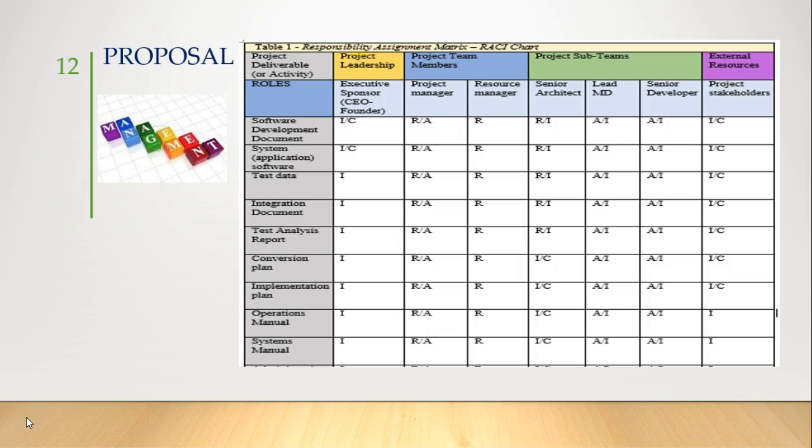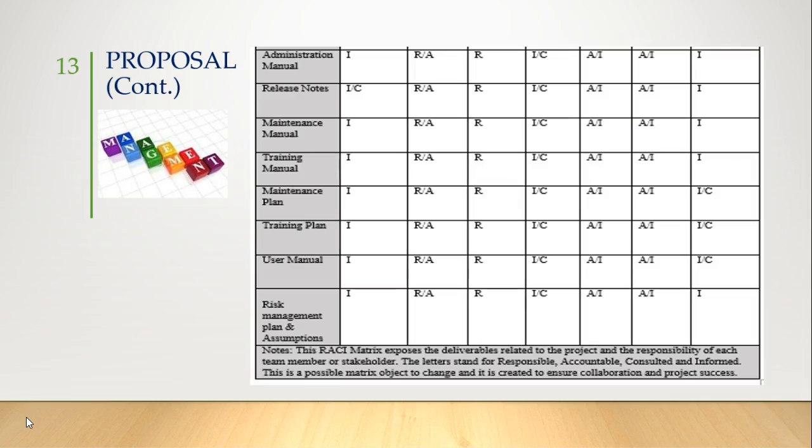As for the first activity, it is the software development document. Then we have the system application software test data integration document, test analysis report, a conversion plan, implementation plan, operation manuals, system manual, administration manual, release notes, maintenance manual, training plan, user manual, and the risk management plan and assumptions.